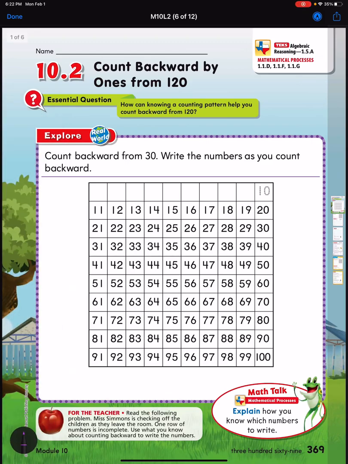Okay, so today we're going to work on counting backward by ones from 120. Yesterday we did forward, we increased. Today we're going to go backwards by ones, we're going to decrease by one. All right?